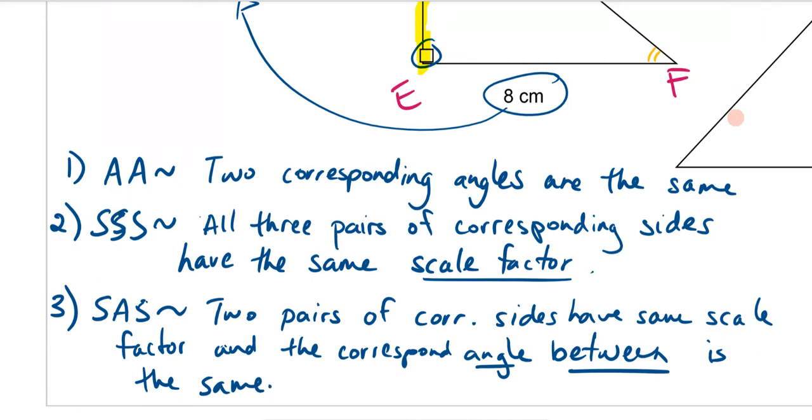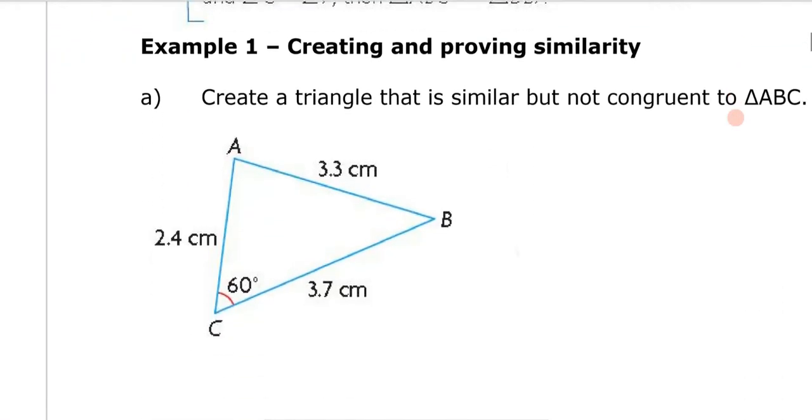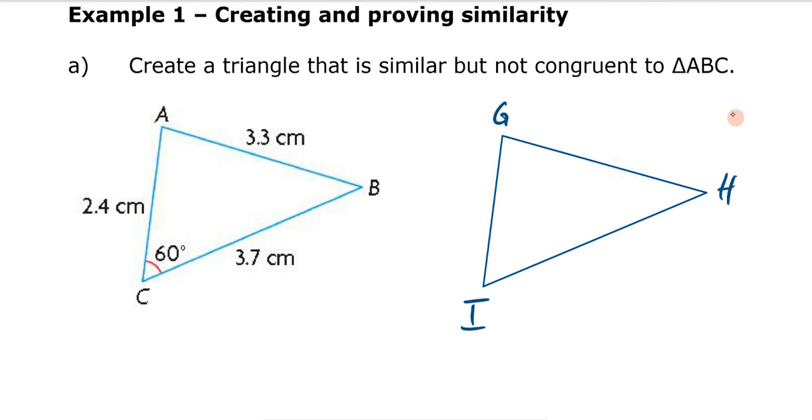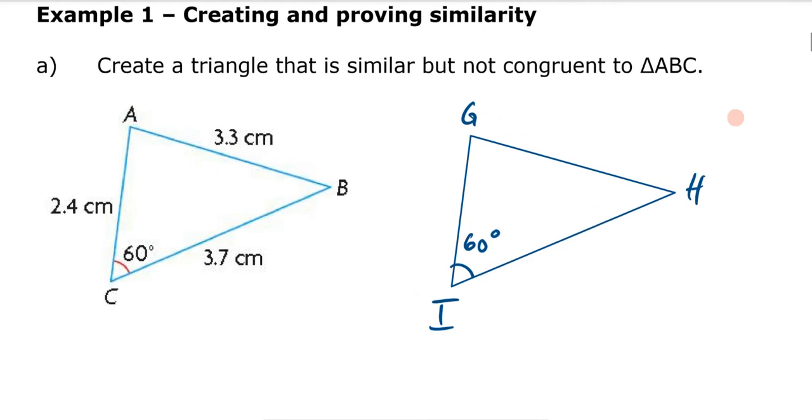Okay, so I'm going to go through some examples of 2 kinds of questions that you're going to see. So the first question, here let's create a triangle that's similar but not congruent. So I have triangle A, B, and C. If I want to create a triangle that's similar, well, I'll start by creating something of similar shape. Okay, and let's label this different letters. So let's label this GHI. Now for this triangle GHI to be similar, corresponding angles have to be the same. So angle I has to be 60 degrees. Now the lengths can't be 3.3, 3.7, and 2.4. Otherwise they'll make it congruent.